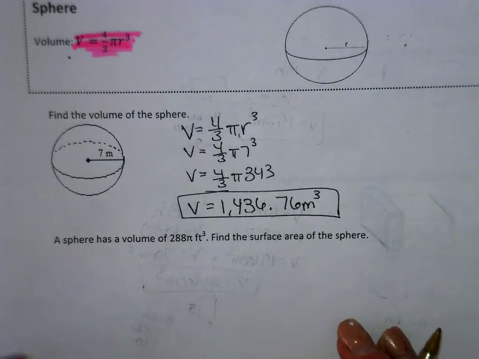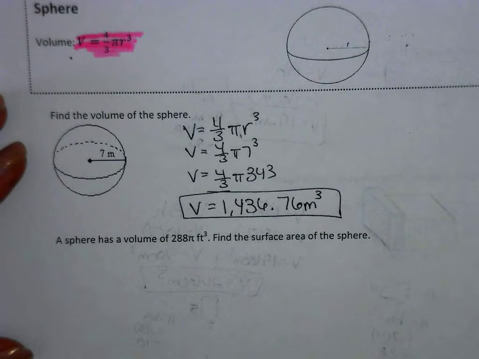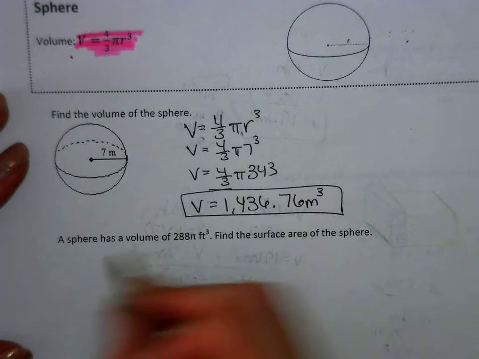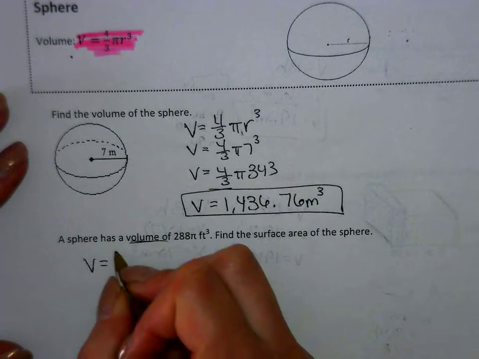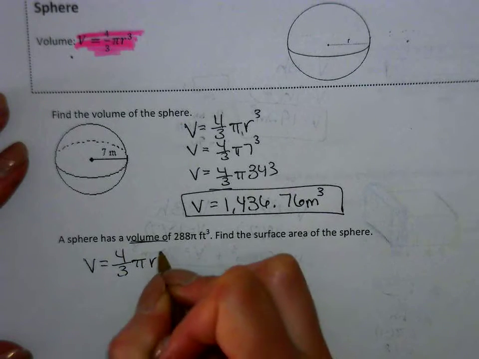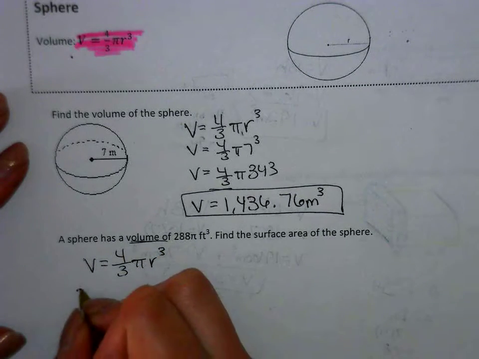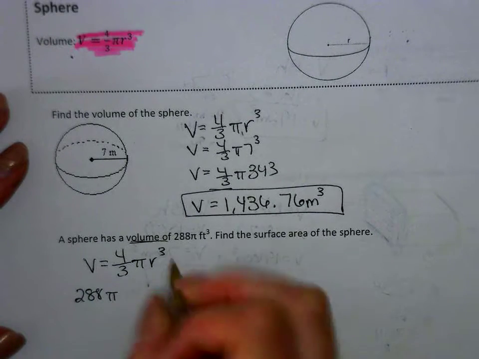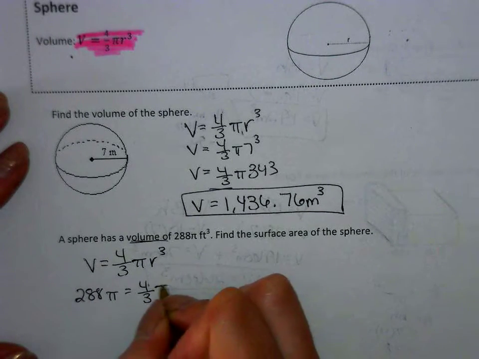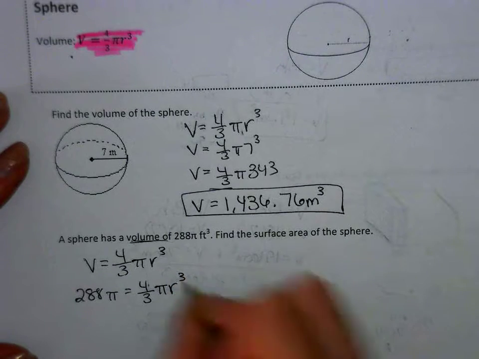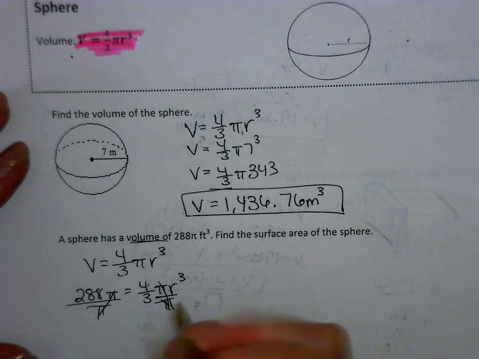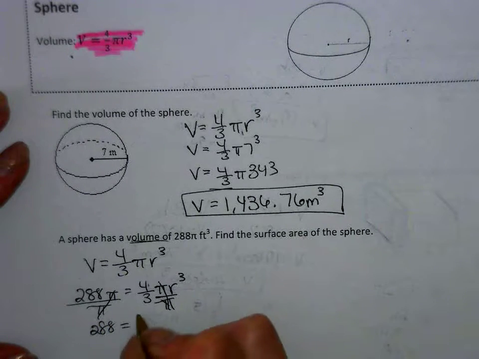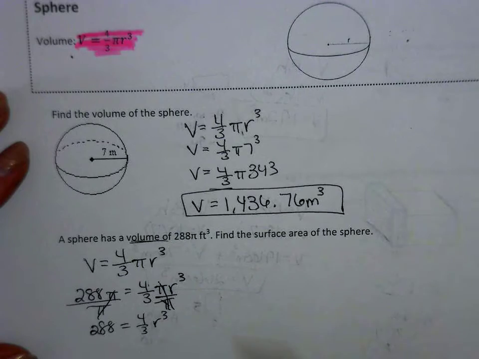Lastly, let's look at a sphere that has a volume of 288 pi feet cubed, and we'll find the surface area of the sphere. First of all, we're looking at the volume of a sphere, so it's 4/3 pi times radius cubed. We know the volume is 288 pi, but we don't know the radius. If we divide both sides by pi, we're left with 288, which equals 4/3 times the radius cubed.